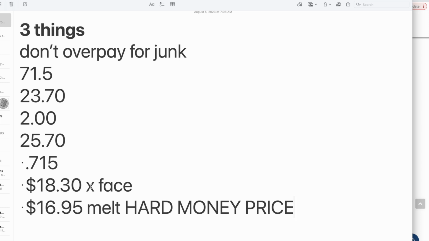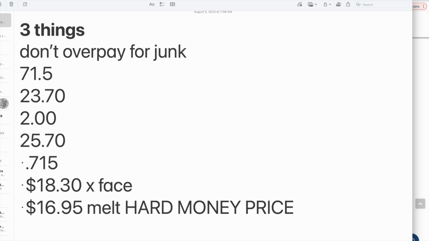They sell their junk. And remember 0.715, and remember to do that division over whatever they're asking, and then you will see the full price per ounce that you're paying. I hope that was clear. I stumbled a little bit there, but I think you got it.